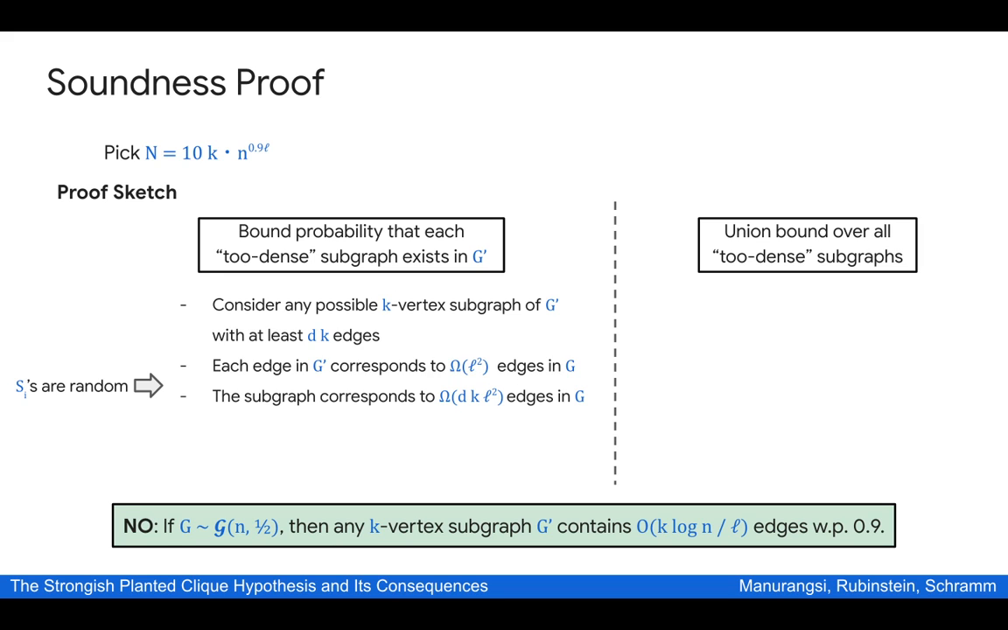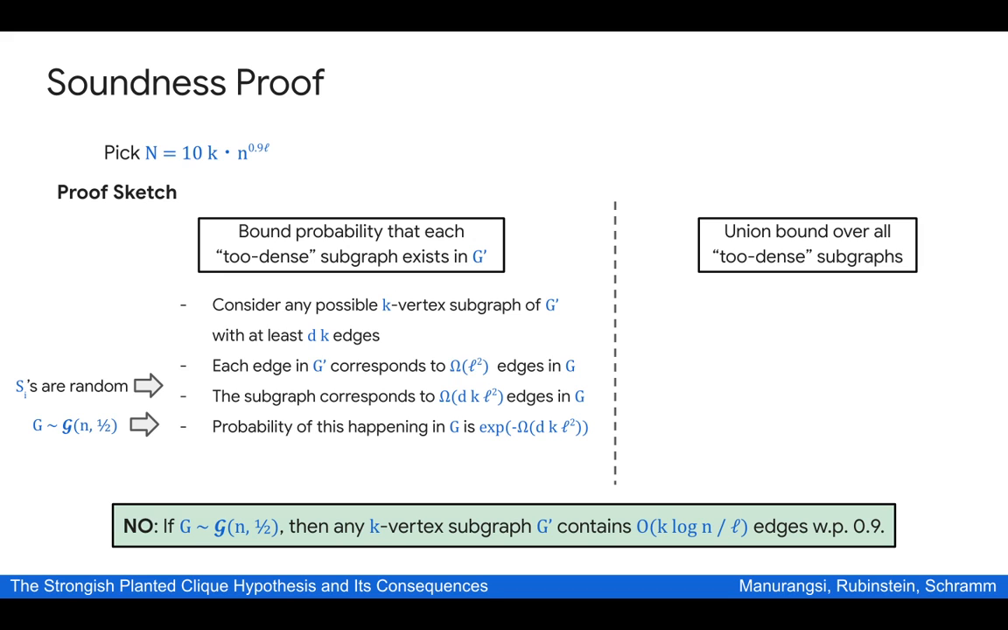Now, finally, recall that the graph G is just drawn from G(n, 1/2), so each edge appears independently with probability 1/2. So the probability of this subgraph appearing in G prime is only exponentially small in D times K times L squared.